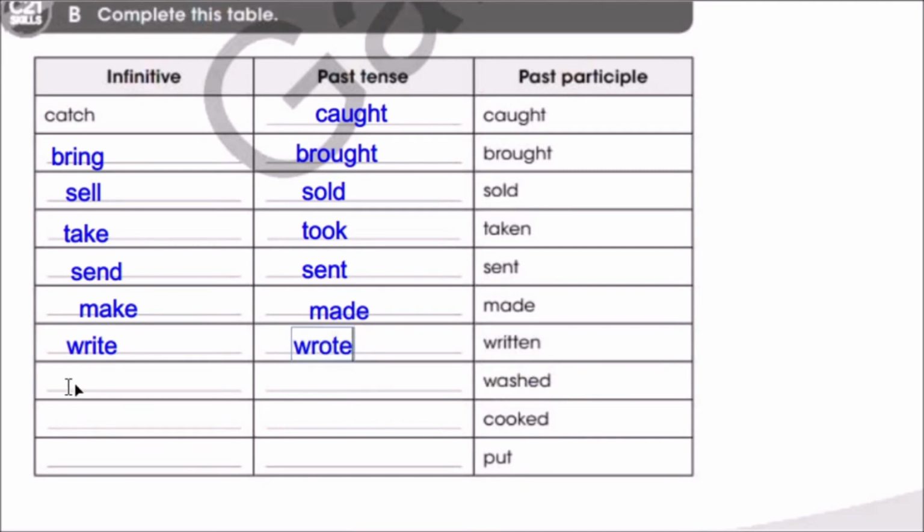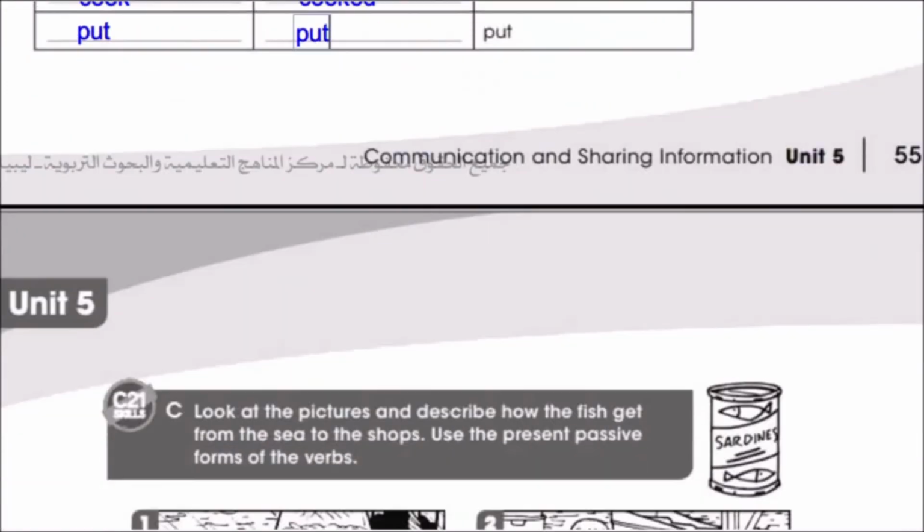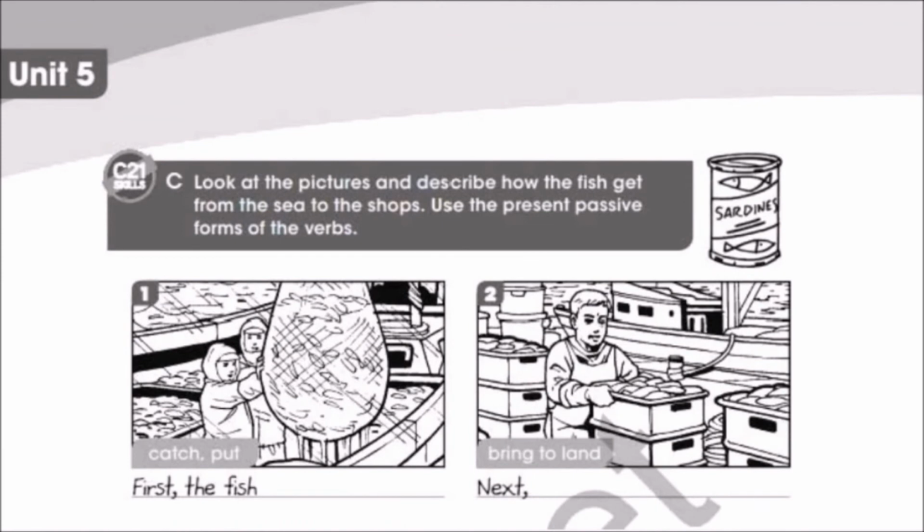Washed, we have wash, washed, washed, good. Cooked, so we have in the infinitive, cook, good. Cooked, very good. Put, with put we use the same in the infinitive and in the past form. Very good. Now let's move on to the next question. Question C. Look at the pictures and describe how the fish get from the sea to the shops. Use the present passive forms of the verbs.